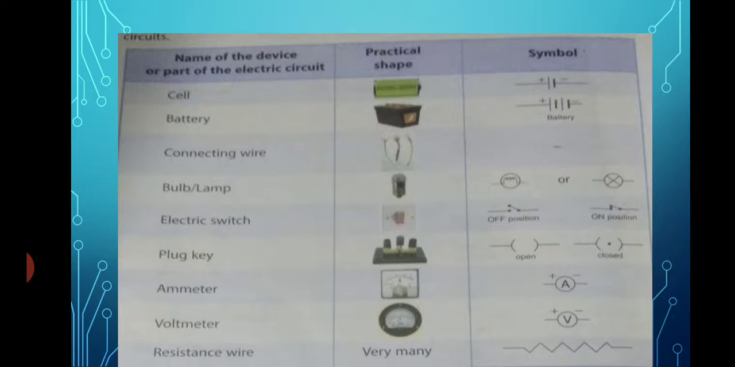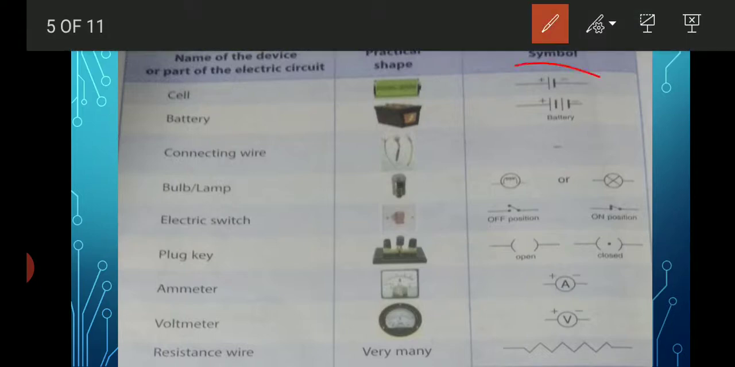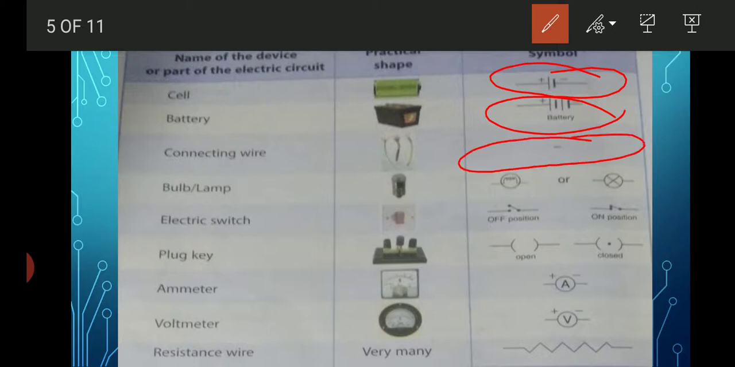So the scientists have devised standard circuit symbols for electrical components, which make it easy to show and understand electrical connections in a simple way. These symbols are universally accepted and are often used to draw circuit diagrams. There is a chart which shows the symbols of various electrical components. For example, this is the symbol of the cell and battery, the straight line represents the connecting wire, this is the symbol of the bulb or a lamp, and this is the electric switch, or key.